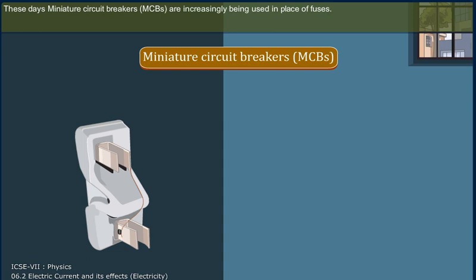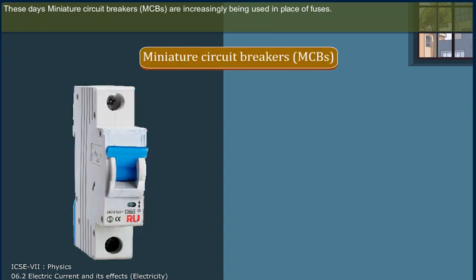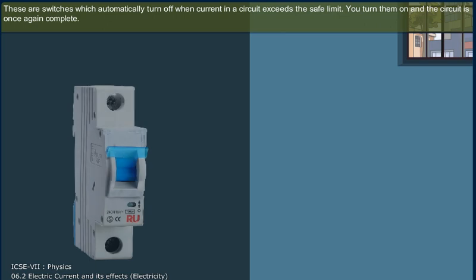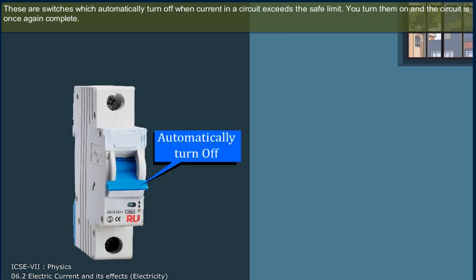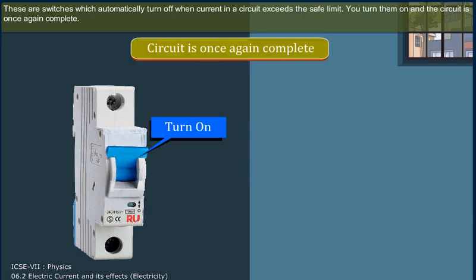These days, miniature circuit breakers, that is MCBs, are increasingly being used in place of fuses. These are switches which automatically turn off when current in a circuit exceeds the safe limit. You turn them on and the circuit is once again complete.